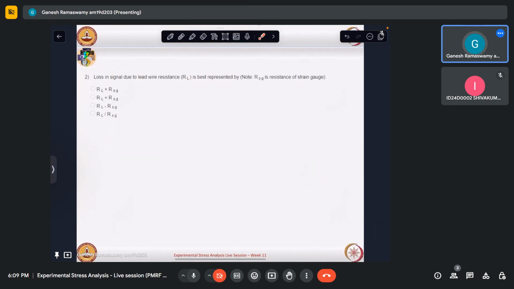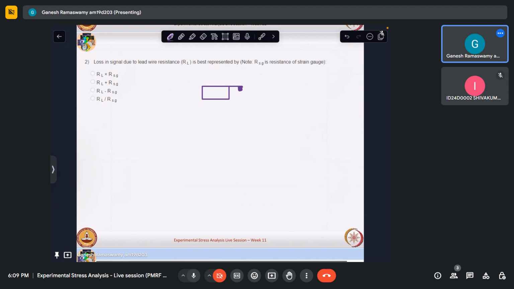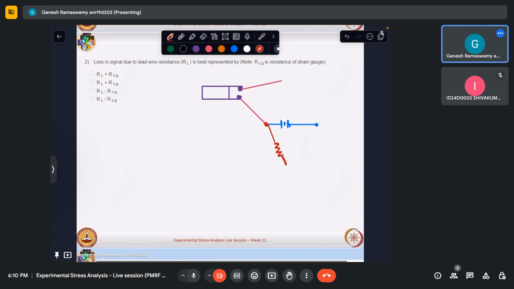Okay, so let us look at this question. The loss in signal due to the lead wire resistance is best represented by which of the following, where RSG is the resistance of the strain gauge. So let us see first what this actually implies. Say that I have a strain gauge like that, and this has been connected using lead wires to a Wheatstone bridge where this comes from the supply. And we have another tap here, which is the second resistor.